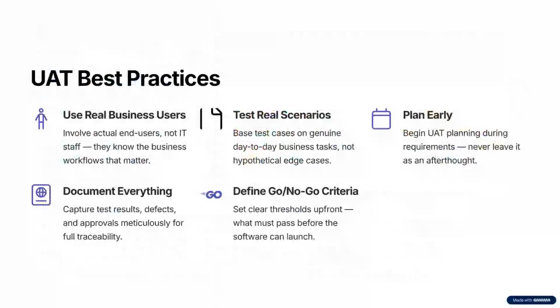Here are some key best practices for running a successful UAT. Always involve real business users, not developers or BAs, in the actual testing. Test against real business scenarios, not just technical functionality. Start UAT planning early. Don't wait until the system is built to think about testing. Document everything: test cases, results, defects, and sign-offs. And always have a clear go/no-go criteria. Know exactly what conditions must be met before the system can go live.